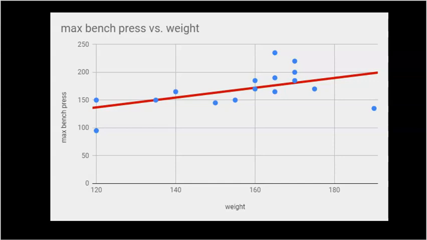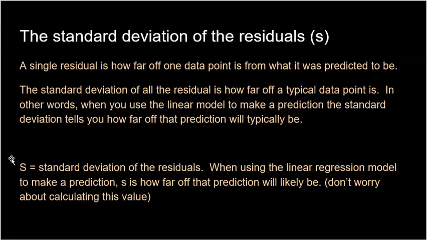All right, the second number that can help us understand how reliable data is, or how reliable a regression model is, is the standard deviation of the residuals. First, remember that a single residual is how far off a single point is from what it was predicted to be. So one residual at a time is simply how far off that actual value was from what it was predicted to be. Well, the standard deviation of all the residuals is basically how far off a typical point is, right? So instead of looking at how far off one point is, the standard deviation of the residuals is a way of looking at how far off typical points are.